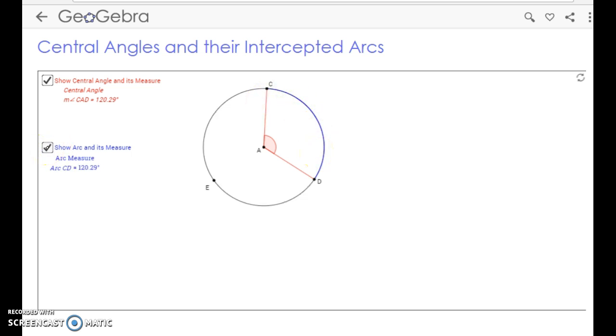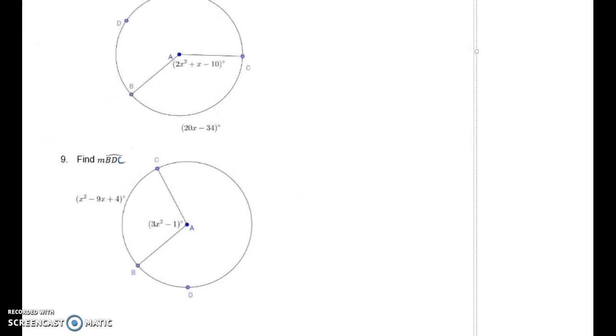And, oh, look at that. Measure of arc CD appears to be the same thing as the measure of angle CAD. Well, I don't know if that's true. Let's move it around and see. It doesn't change at all. Even if I go past 180, still that relationship: the central angle and the arc that it intercepts are exactly the same in measure. So how do we apply this?